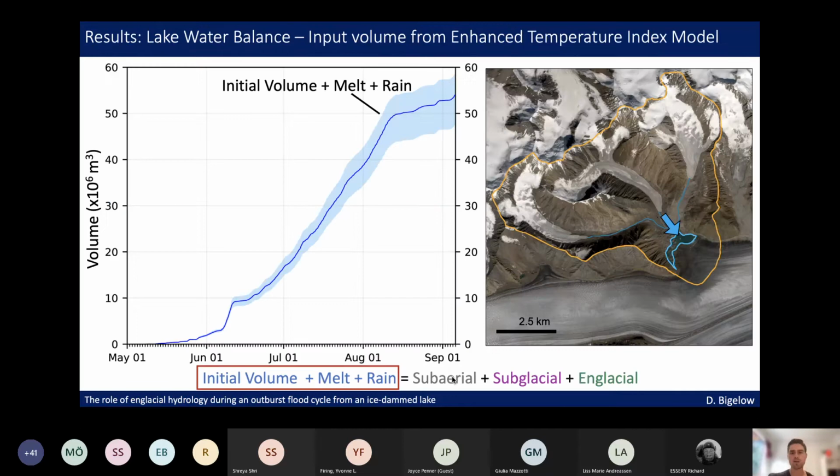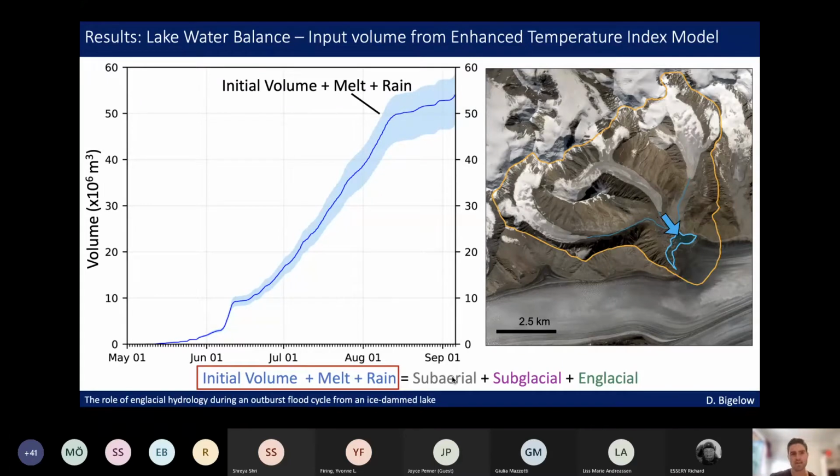Here are the results from that analysis. In terms of the initial volume plus melt and rainfall, we were driven by an enhanced temperature index model, which was driven by data downscaled from the North American Regional Reanalysis data set. And just to note, Julia, your presentation was really inspiring. It would have been great to have your melt model in this, maybe, or at least your snow model in this.